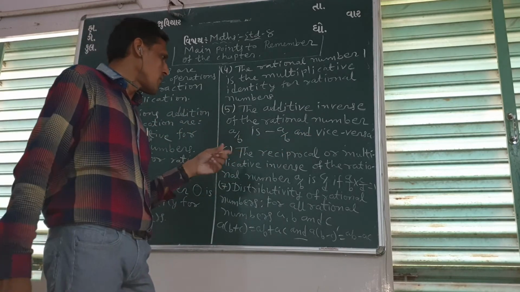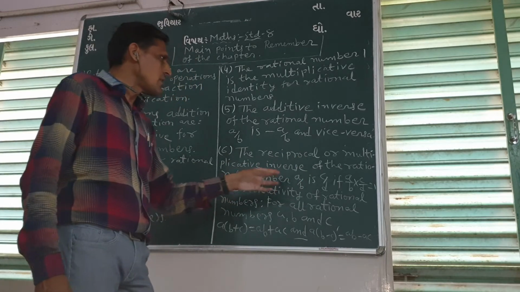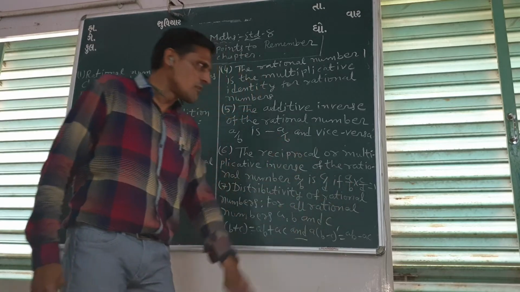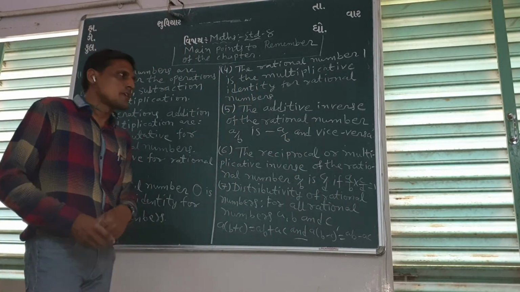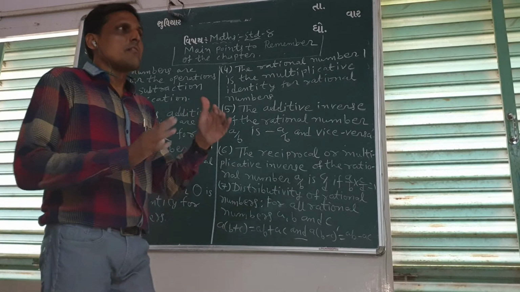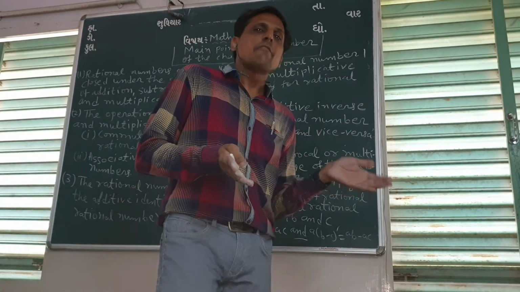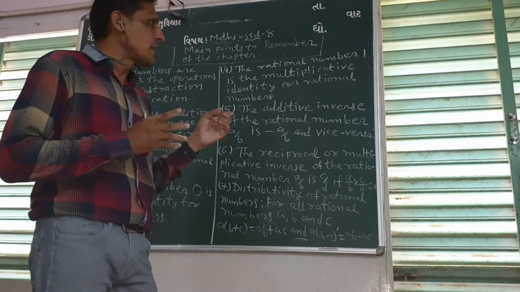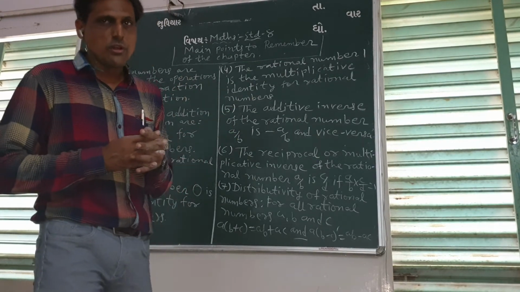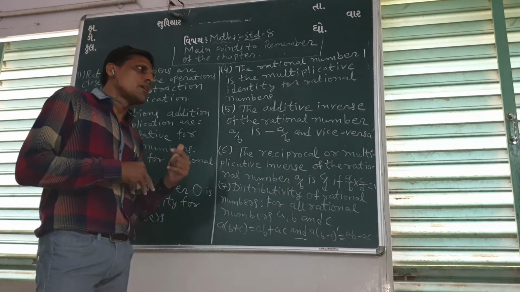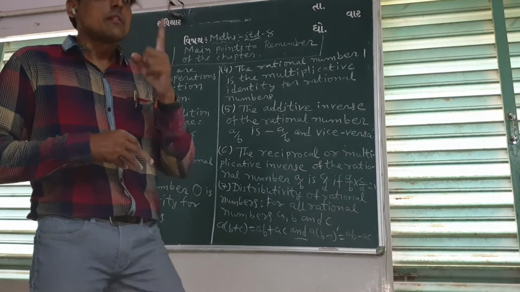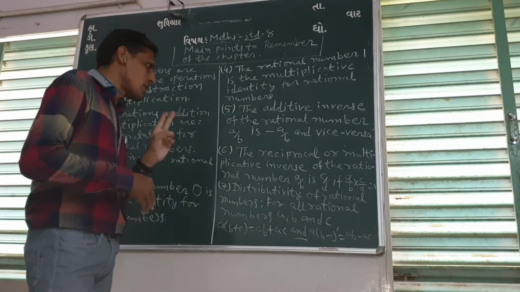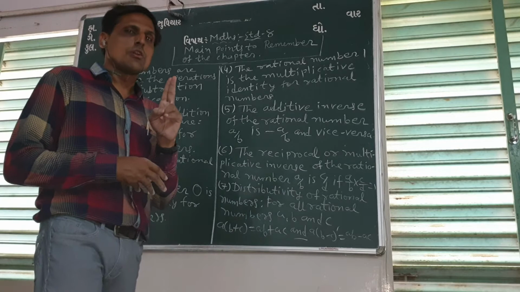The reciprocal or multiplicative inverse of the rational number a by b is c by d, if a by b cross c by d is equal to 1. So what is the meaning of reciprocal or multiplicative inverse? If we multiply any two numbers and we get the answer 1, then those two numbers are called multiplicative inverses, or we can call them reciprocals of each other.